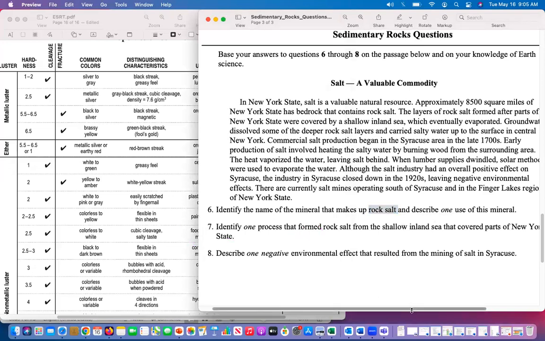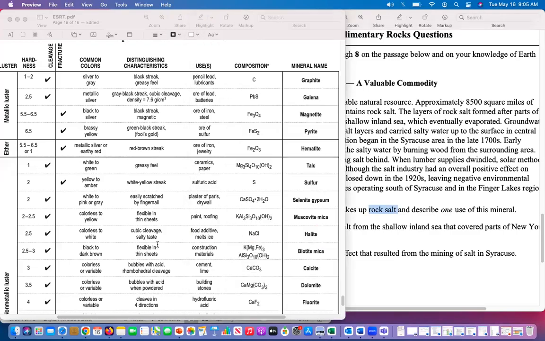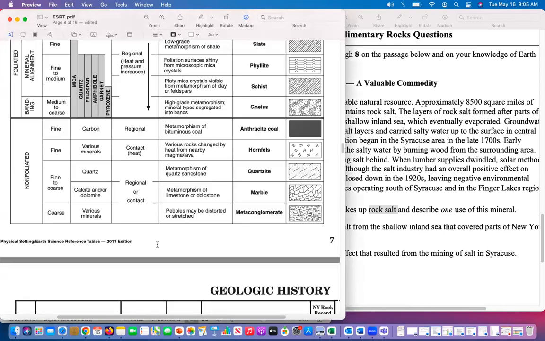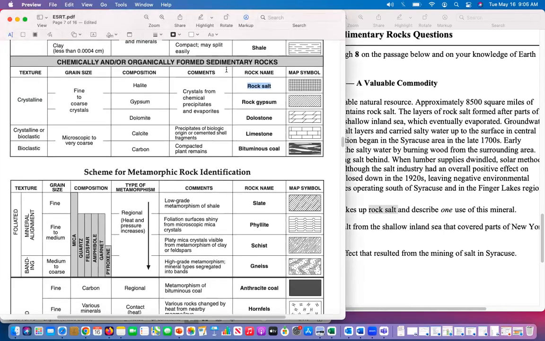Now it says identify one process that formed rock salt from the shallow inland sea that covered parts of New York State. Okay, so when I look at rock salt on page 7 of the reference tables, right? I see rock salt. I'm going to look under comments because comments tells me just some interesting information about the rock. Sometimes the comments can even tell you what basically the rock consists of, like how it was formed, things of that nature. So it says crystals from chemical precipitates and evaporites, right?